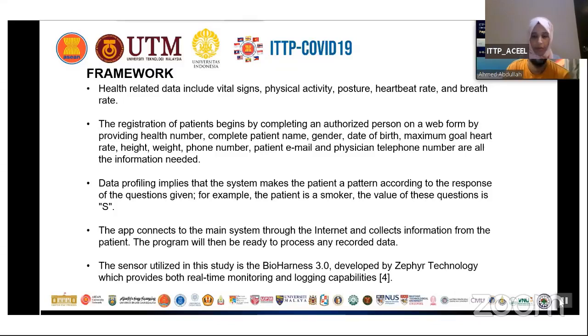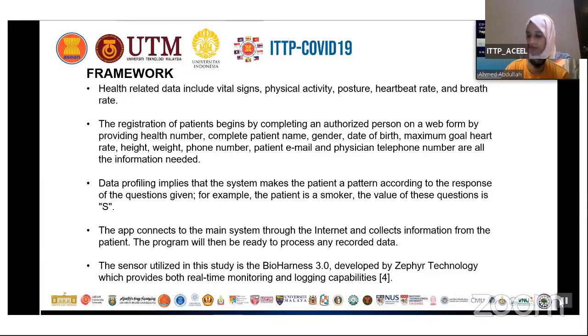Then, the registration of patients begins by an authorized person completing a web form by providing health number, complete patient name, gender, date of birth, maximum goal heart rate, height, weight, phone number, patient email and physician telephone number. These are all the information needed.